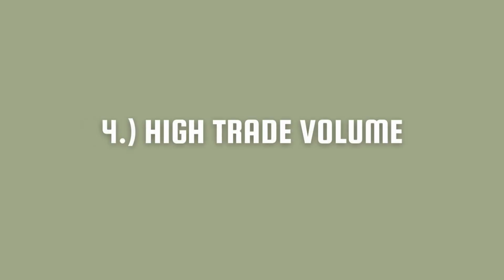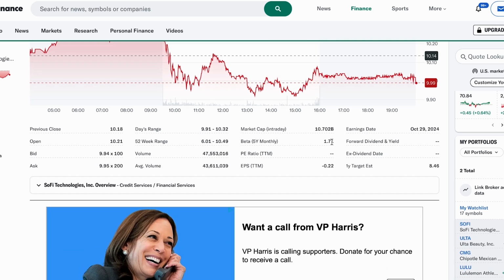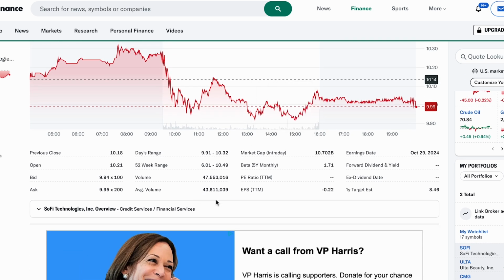So criteria number 4 is volume. And by volume, I mean, how liquid is the stock? How many people are buying and selling this stock? I like the number of 2 million or more. And if you want to know how to find out how much volume is in a stock that you're trading, you can go into Yahoo Finance, and on the summary page typically, or the overview page, it'll tell you the average volume.